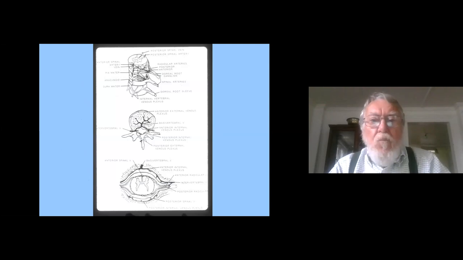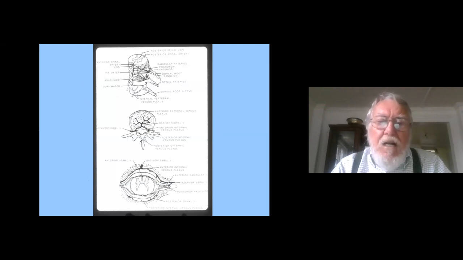So here we can basically look at this and we can see here is the dorsal root ganglion. And what we can see is a dorsal root ganglion on this side and a dorsal root ganglion on that side. And what you see is the posterior spinal artery entering along the midline, and then that's on the posterior or dorsal surface. And then what you have on the anterior surface, you have the anterior spinal artery.